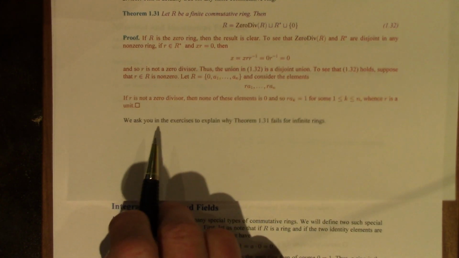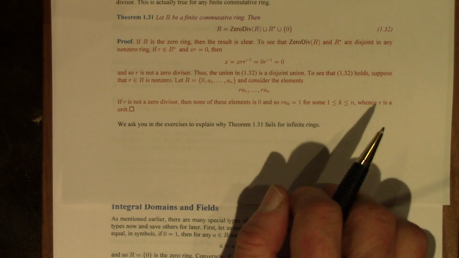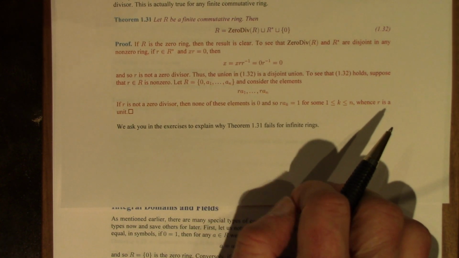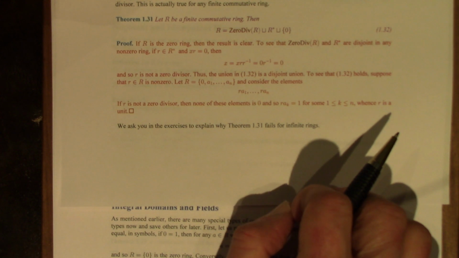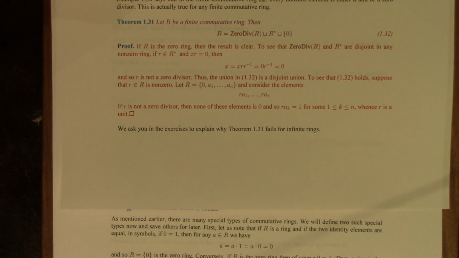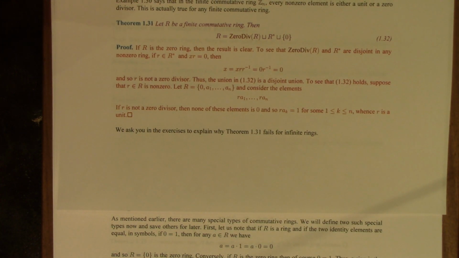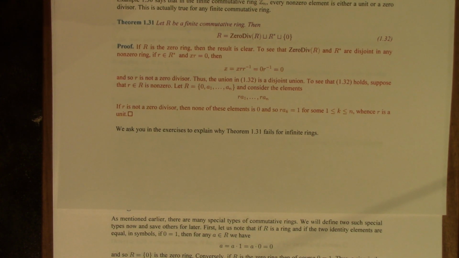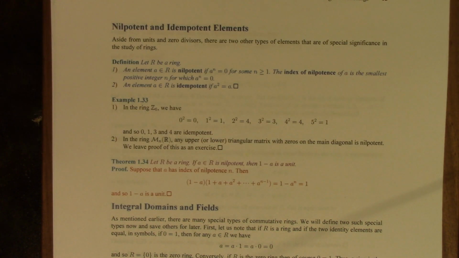And I'm going to leave it as an exercise to explain why this theorem fails for infinite rings. There are infinite rings in which there are non-zero elements that are neither units nor zero divisors.